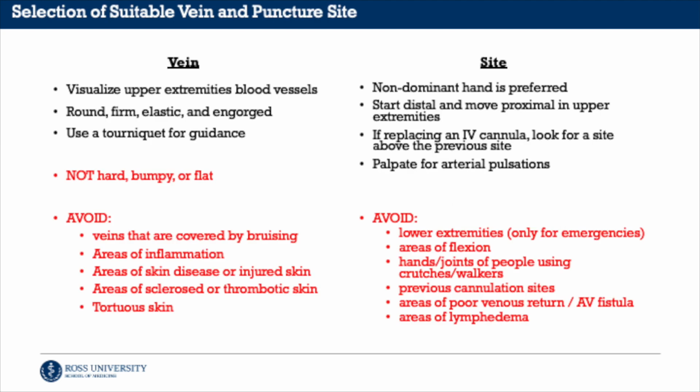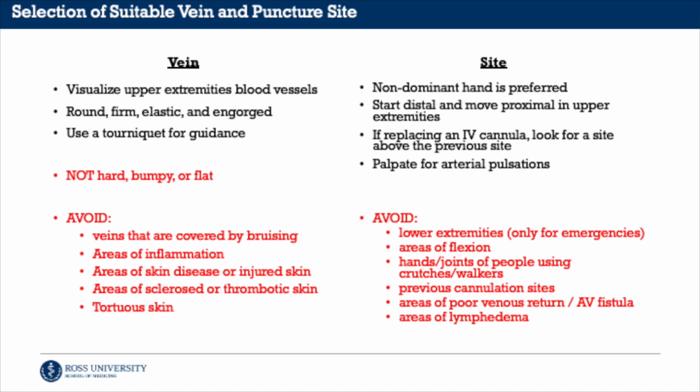Now that we have reviewed the associated anatomy of the arm, hand, and wrist, we can discuss the process of vein and site selection. When choosing a vein, visualize the upper extremity blood vessels. Look for round, firm, elastic, and engorged vessels. You can also use a tourniquet for guidance. The tourniquet will make the veins more pronounced and easier to identify.